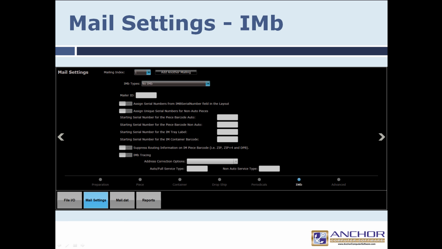IMB. The IMB panel is where the user will select the various IMB features, including the IMB type, mailer ID, starting serial number for the IM tray label, and more.